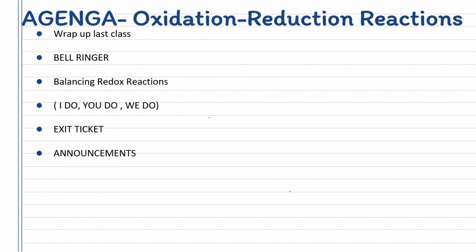Okay, so that was the exit ticket from the last class. We're going to look at it together just to see how you went about it, if you tried it on your own. So what was the bell ring? After that, we're going to look at something very important. It's called balancing redox reactions.